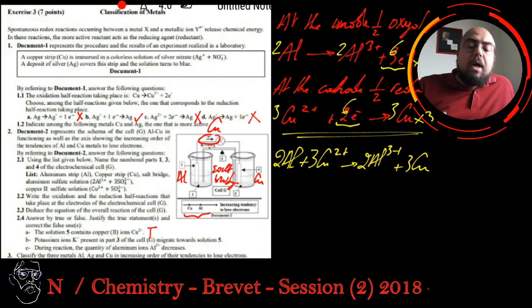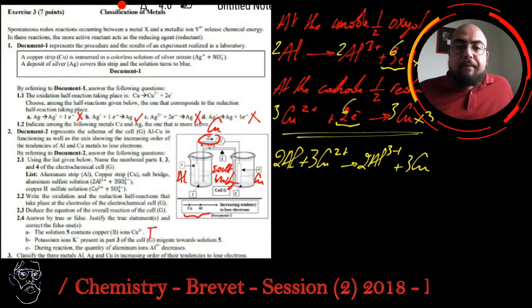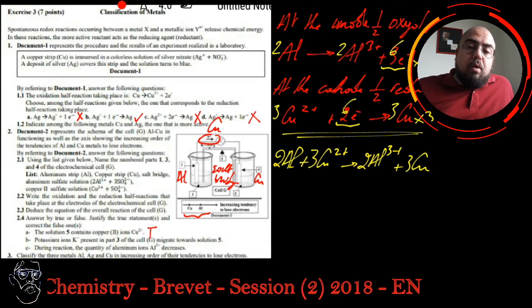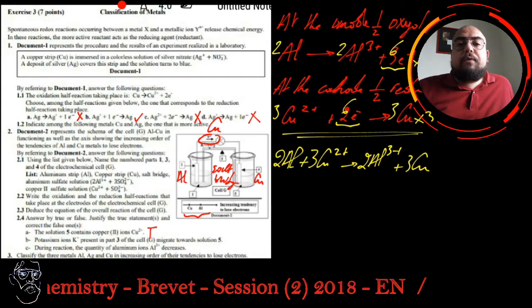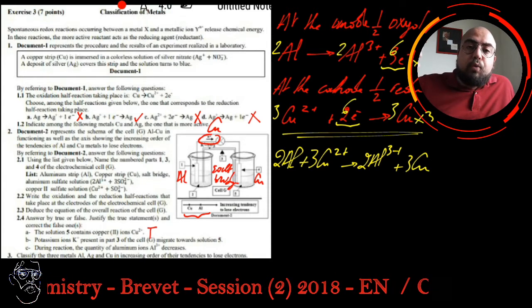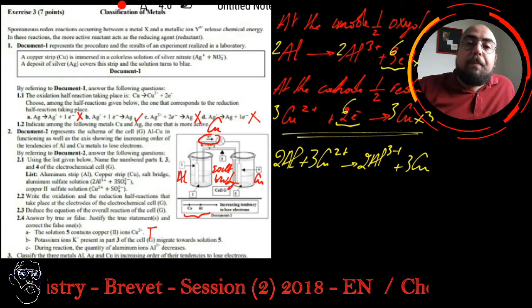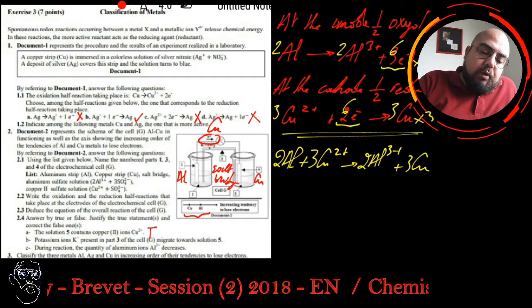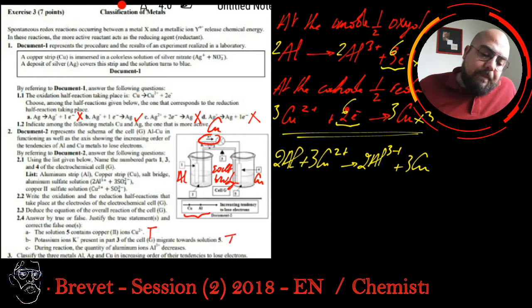So it's on the right side where we have the strip of copper. So Cu2+ being transformed to Cu, the number of positive charges will decrease. That's why I need K+ migrating towards this part where we have the solution 5. So it's a true statement.